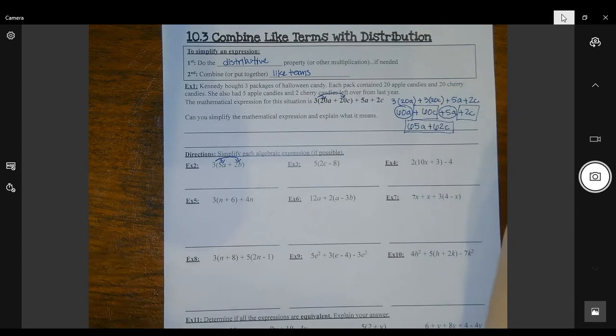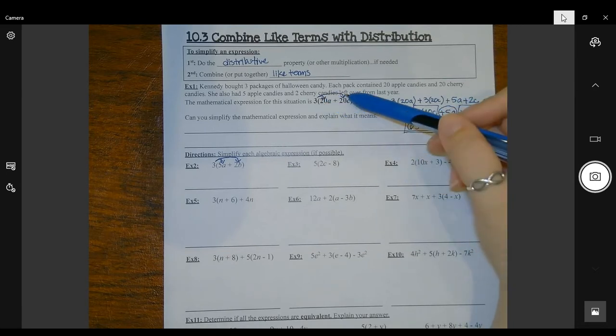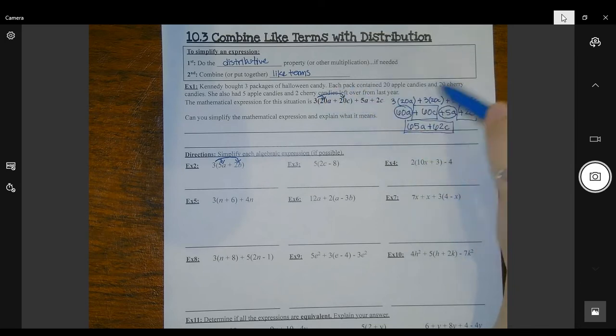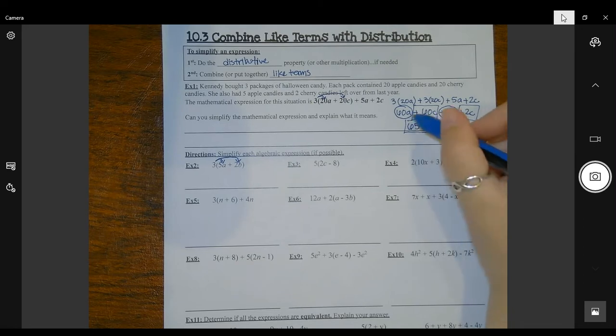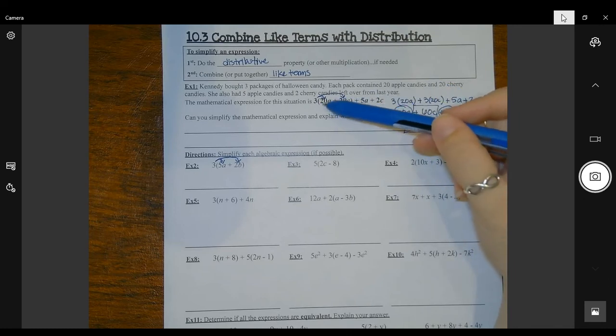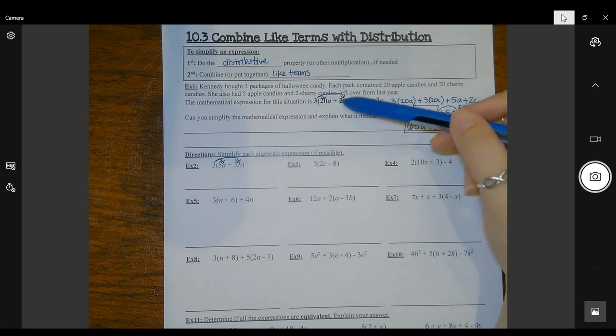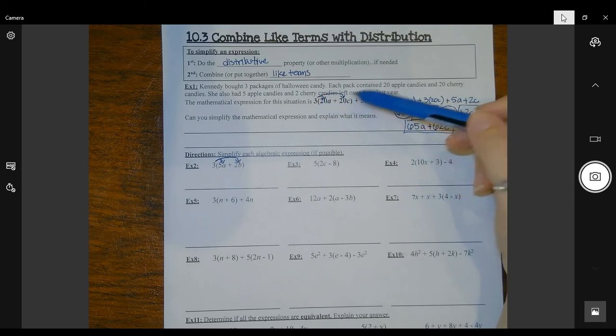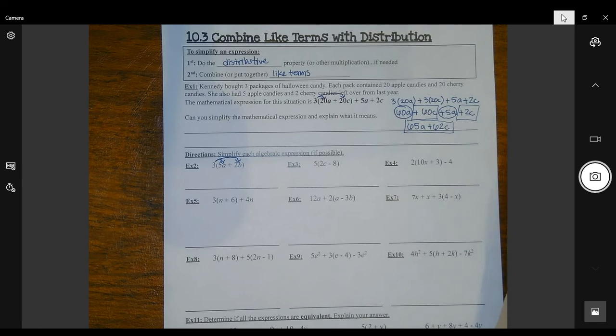Now do me a favor and remember, no work equals no credit, right? So what we actually are going to do is first you distribute the 3 to the 20A and the 3 to the 20C. Then you simplify what those are. Then you box or circle or star or highlight your like terms. Please do not do that within here because this is not really 20A. This is 3 times 20A. And this isn't just a 20C, it's 3 times 20C. So you don't identify your like terms until after you're done distributing everything.